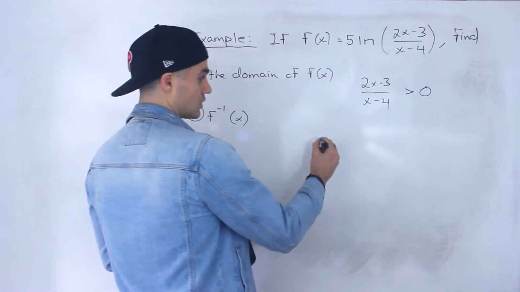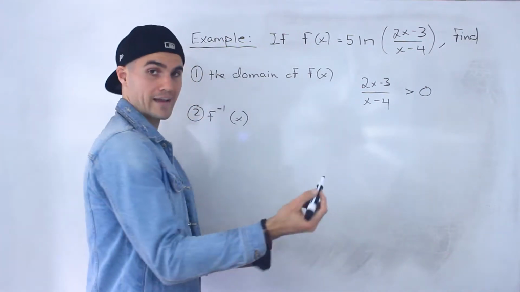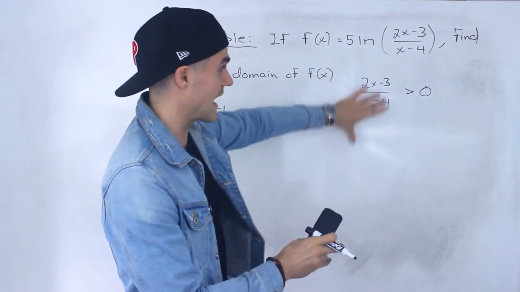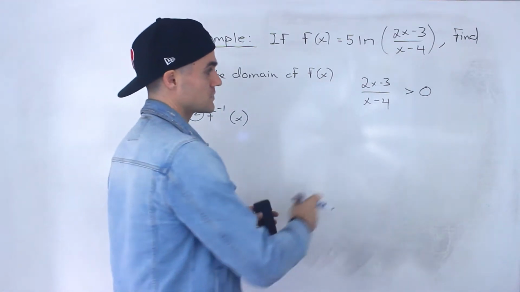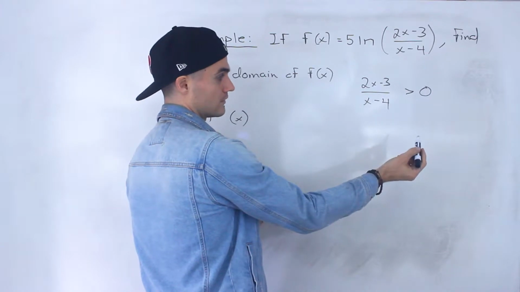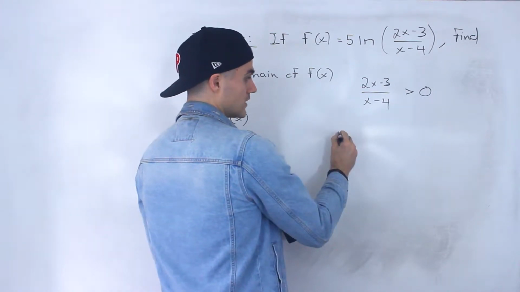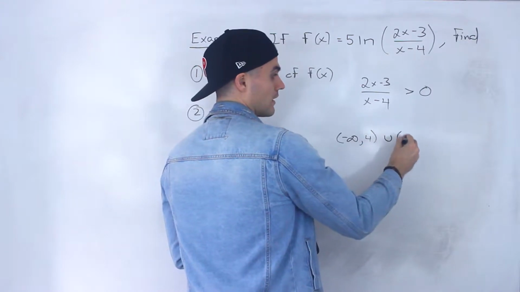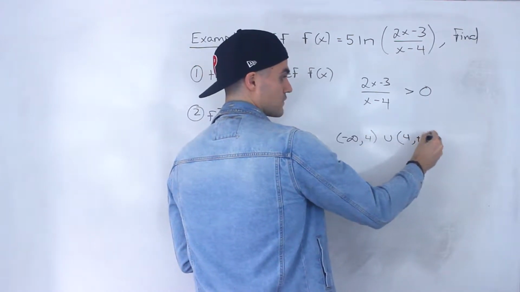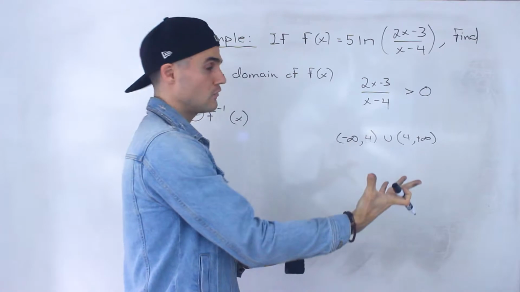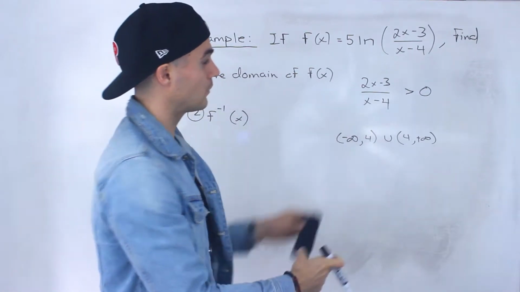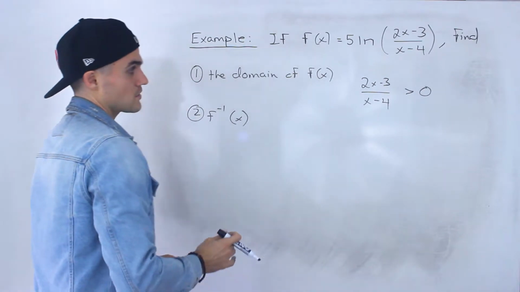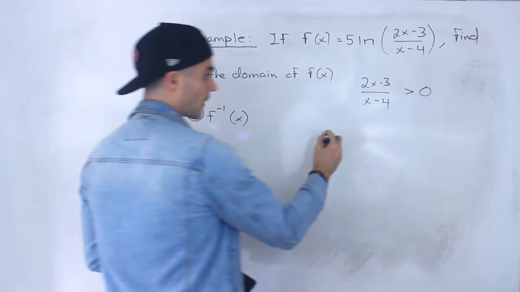Now, if we were just looking at 2x minus 3 over x minus 4 by itself, figuring out the domain of just that function would be way easier because we just know x can't be 4. There's a vertical asymptote there. So the domain in that case would be from negative infinity to 4, and then from 4 to positive infinity, not inclusive of those 4s. But the fact that we have to figure out when it's greater than 0 makes things a little bit more intense. So what I'm going to do is graph this.